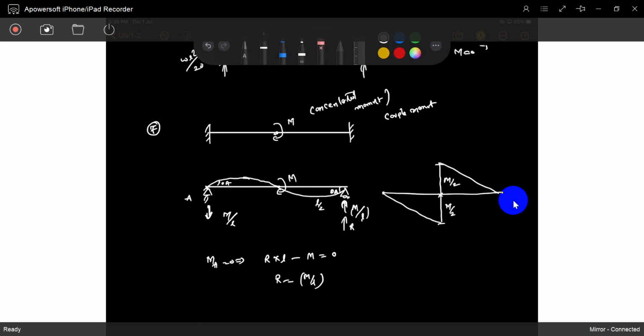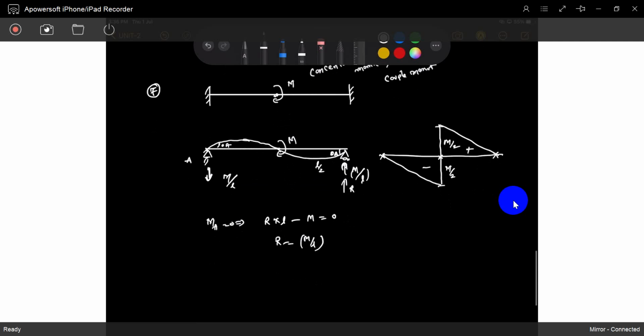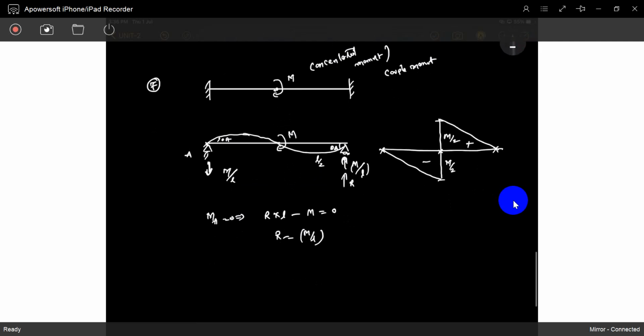So this is a bending moment diagram. Is that understood? This is positive, this is negative. This is the bending moment diagram for that loading, simply supported. Same if fixity is provided.